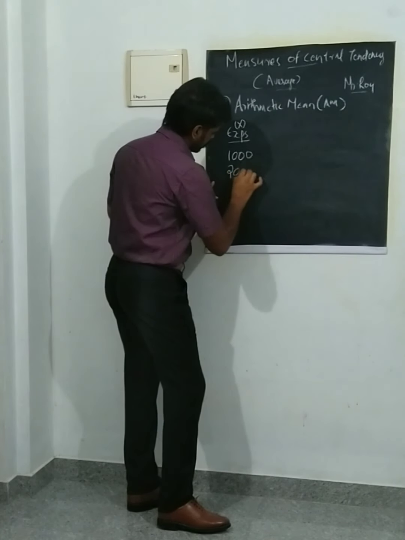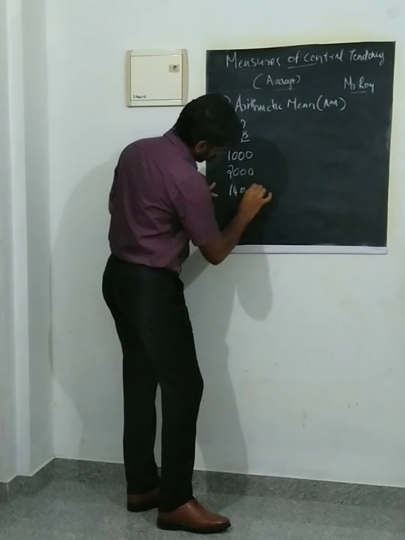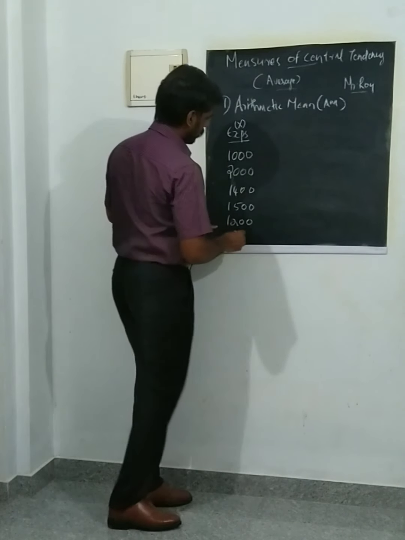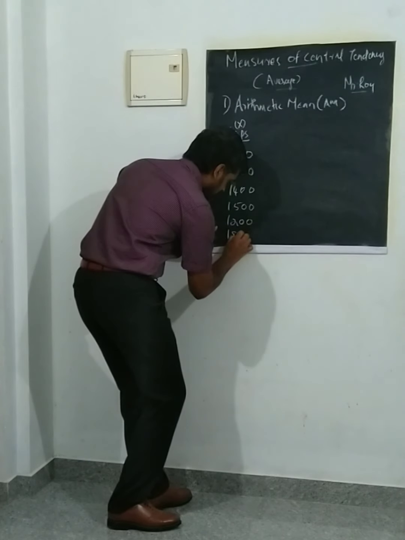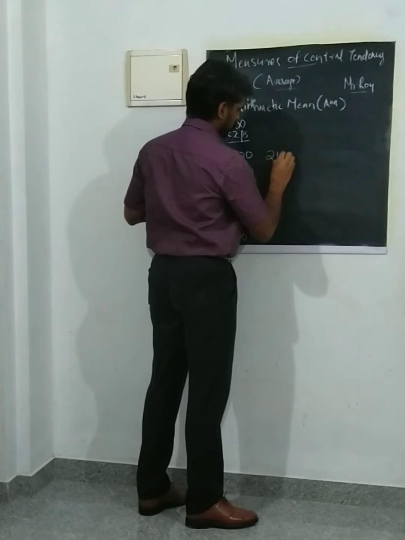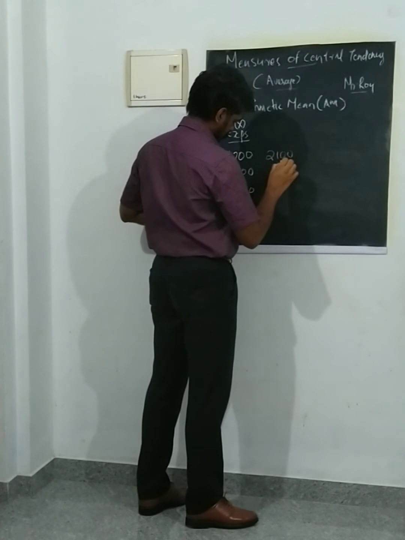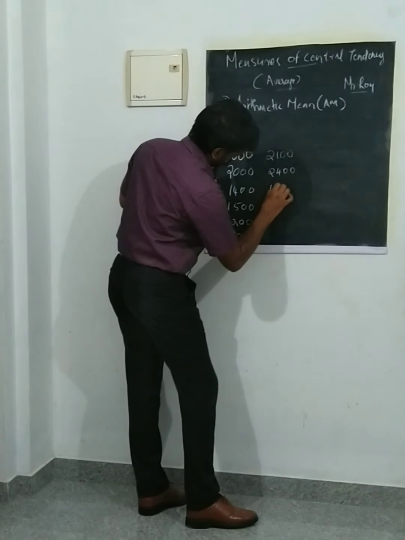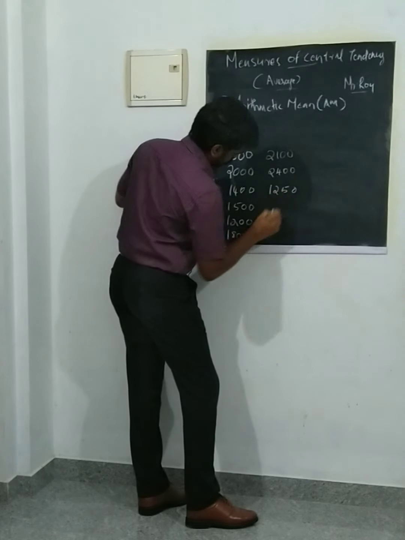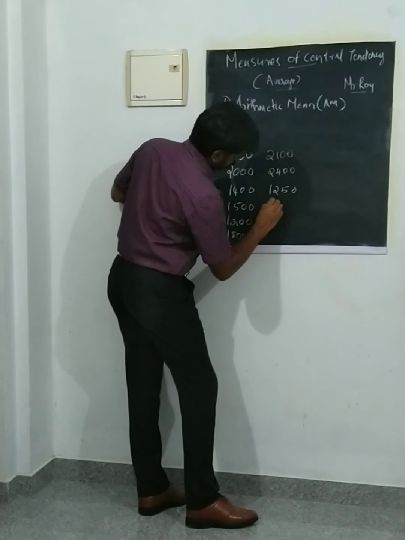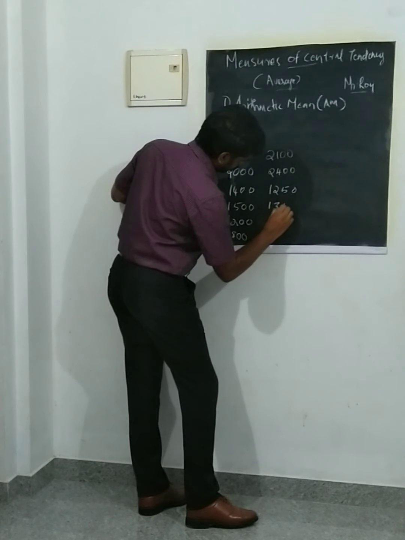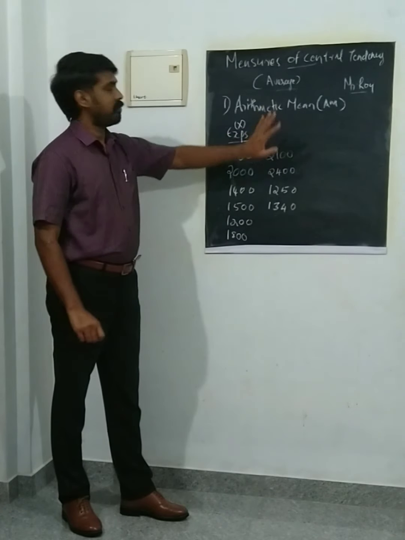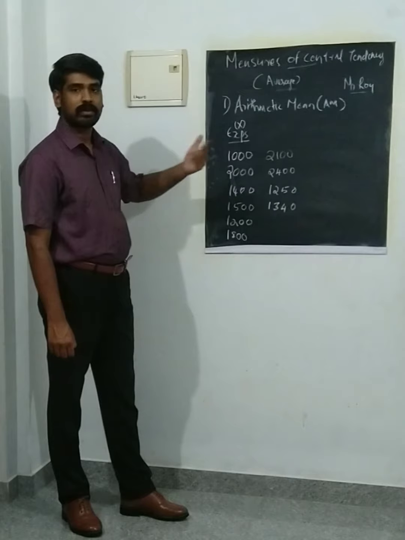So we will take 1000, 2000, 1400, 1500, 1200, 2800, 2100, 2400, 1250, and 1340. So this is the 10 days expenditure for Mr. Roy for sundry expenses or petty expenses, whatever you call.